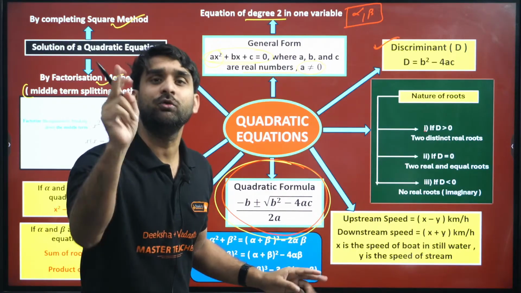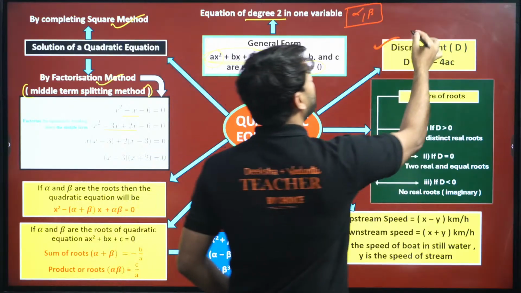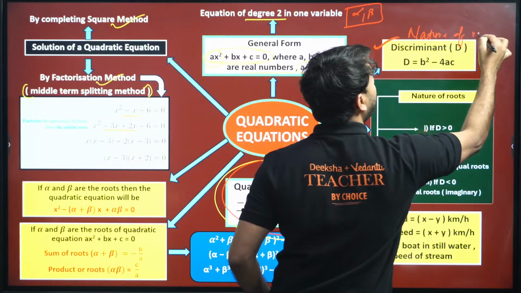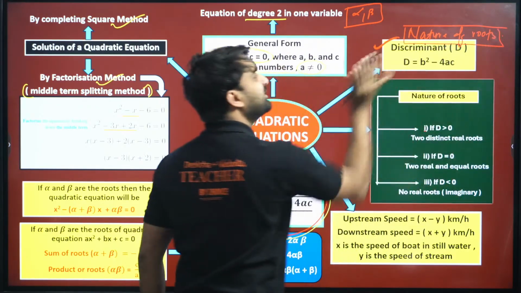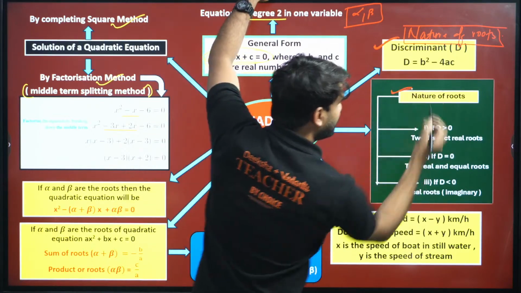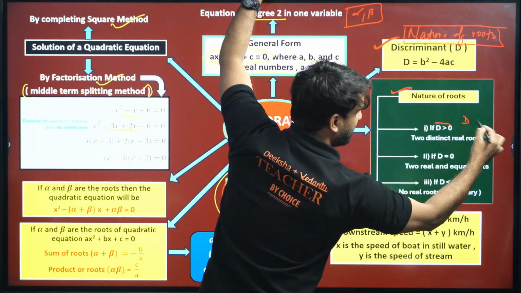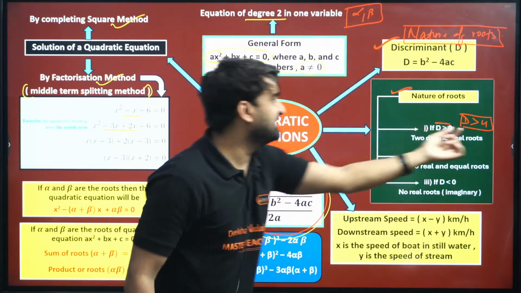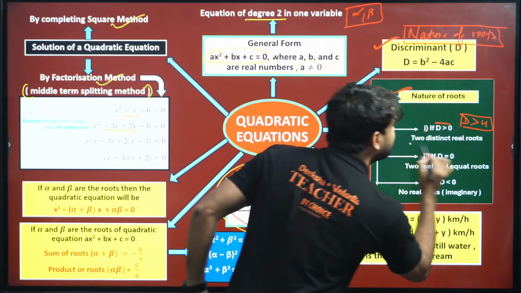For that, what you need to do? You have to find the discriminant. So basically, the discriminant gives you the nature of roots, or I can say the nature of zeros. Now, how? If the discriminant is greater than 0, like if D is coming as positive 4, it implies D is greater than 0. And if D is greater than 0, there will be two distinct real roots.